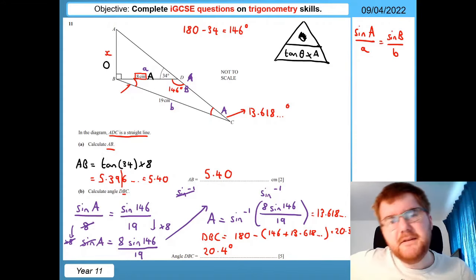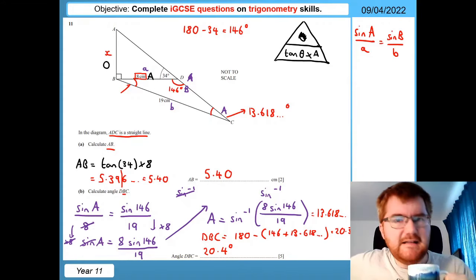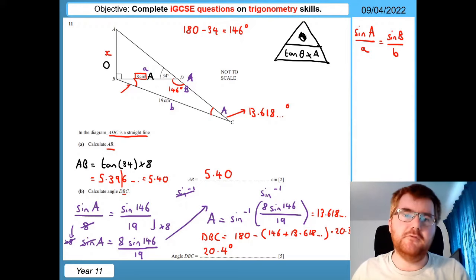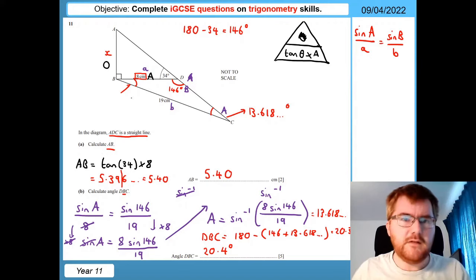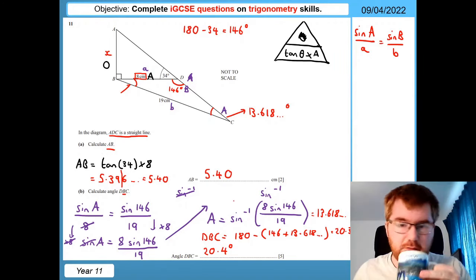Now, I think maybe this should be a 4-mark question personally, but again, there's quite a lot to consider here. First of all, the angle's on a straight line, then using the sine rule for an angle correctly, and then realizing we need to use angles in a triangle to find our very final answer of 20.4. Now, we're going to use this a little bit in the next question as well.